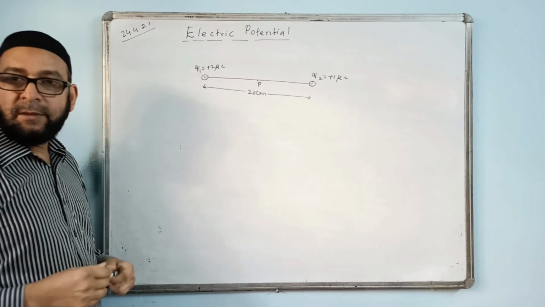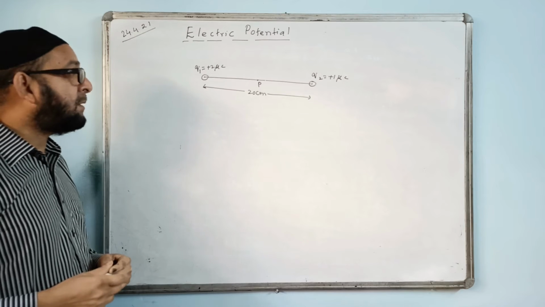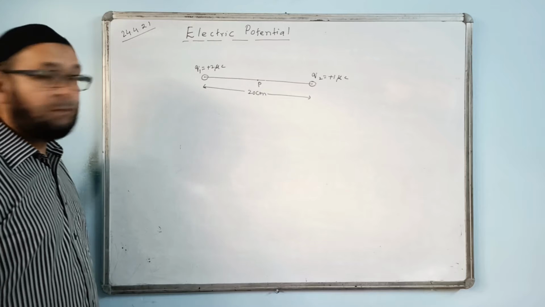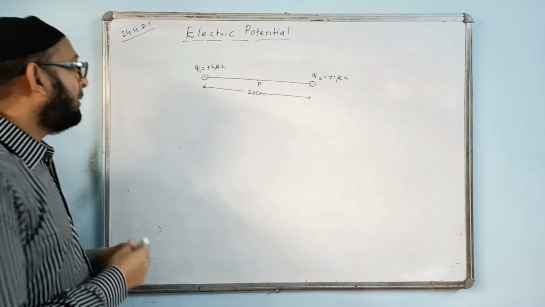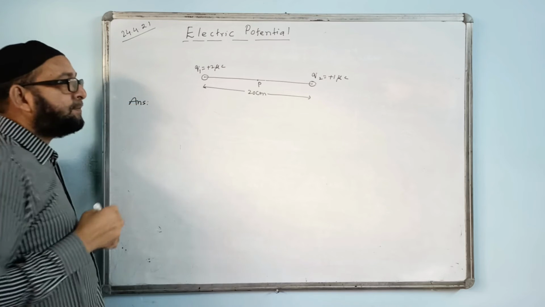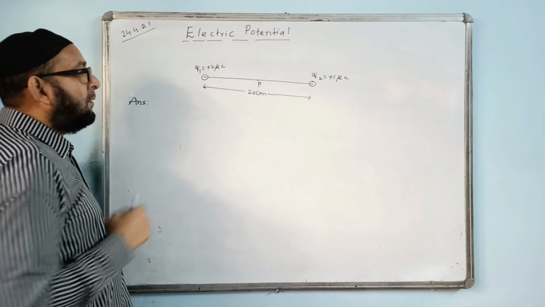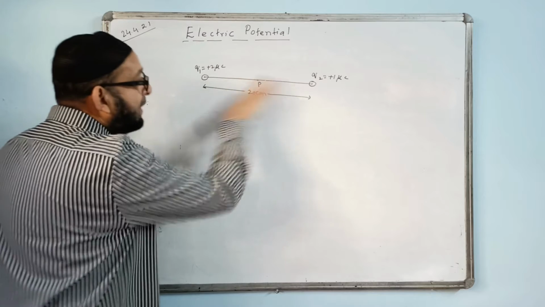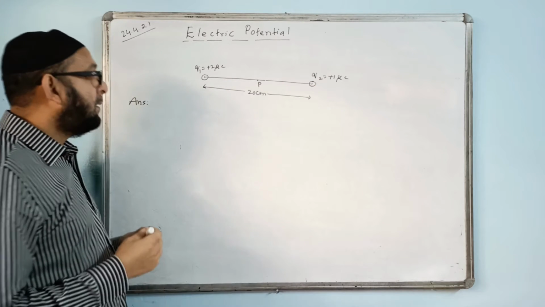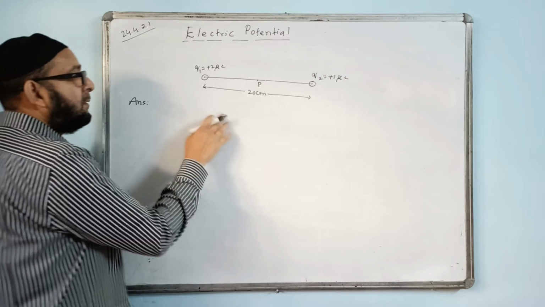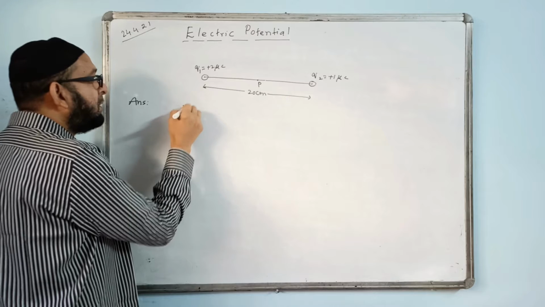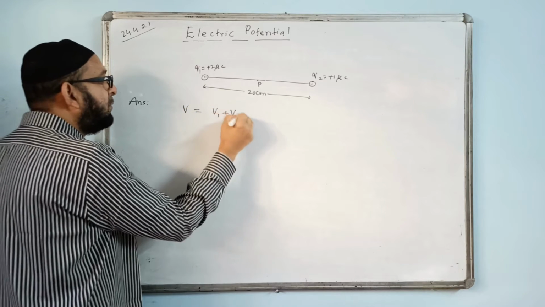You have to find the net electric potential. Remember what you have to find? Electric potential, not electric field. We will not mark direction, whether attraction or repulsion is taking place. We will not bother about it. There are two charges, so there will be two potentials. Directly V is equal to V1 plus V2. Direct addition.